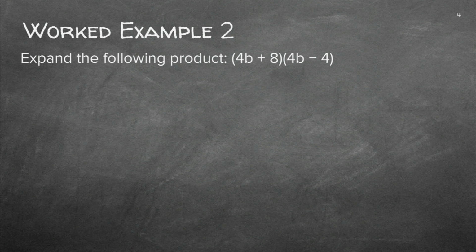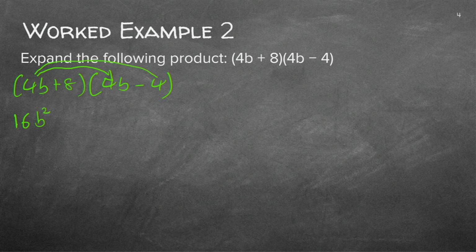So let's rewrite the equation. So I have 4b plus 8, and I have 4b minus 4. So as the rules stand, you must multiply the first term with the first term of that side. So it's 4 times 4, 16. b multiplied by b, it's b squared. And we are going to have 4 again. That value is going to multiply the second part. So you have 4b multiplied by negative 4, which is a negative 16b.